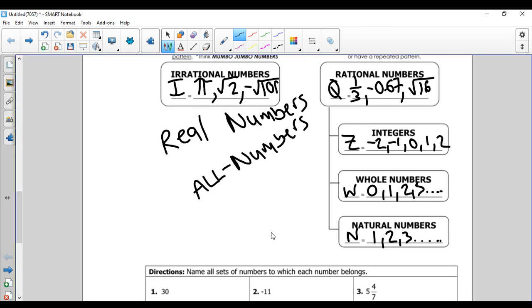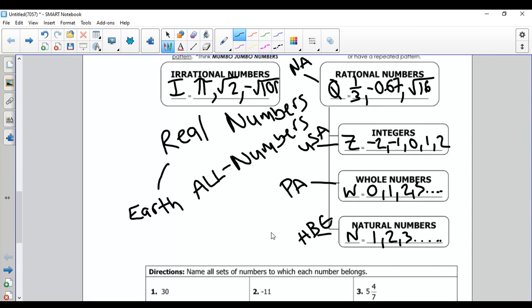So in the video, it gave an example to remember. We're going to forget about irrational for a minute. So let's pretend it's a rational number. Think of it as this. You know, the natural numbers are like Harrisburg. Whole numbers, we're going to say that's PA. Integers, USA. Rational numbers, North America. Real numbers, Earth.